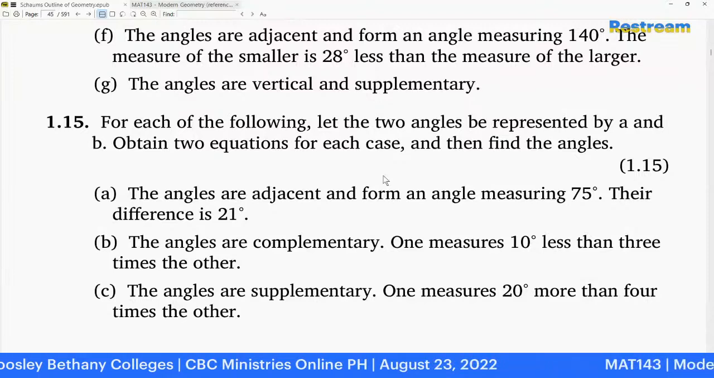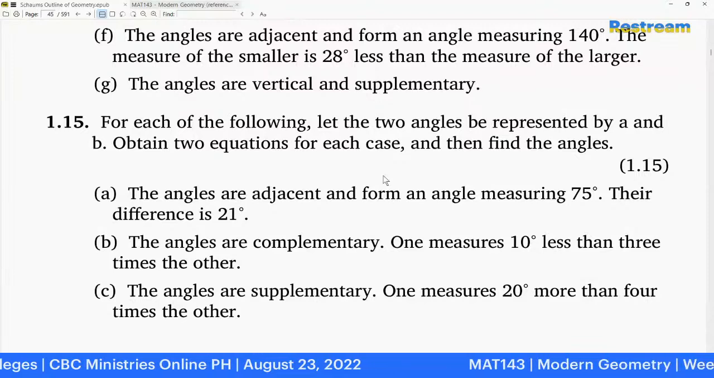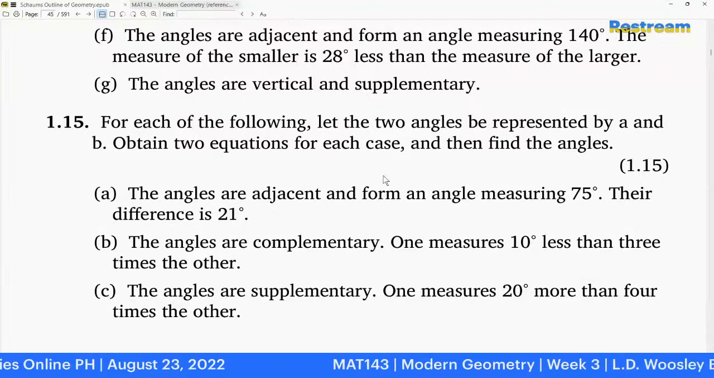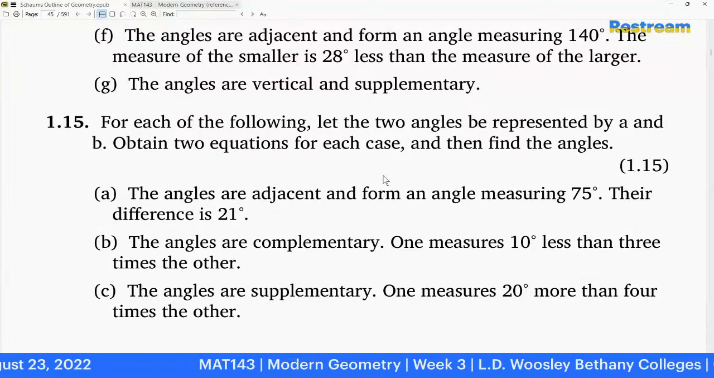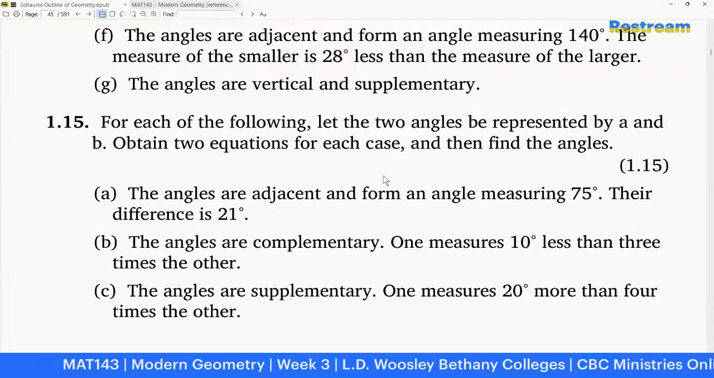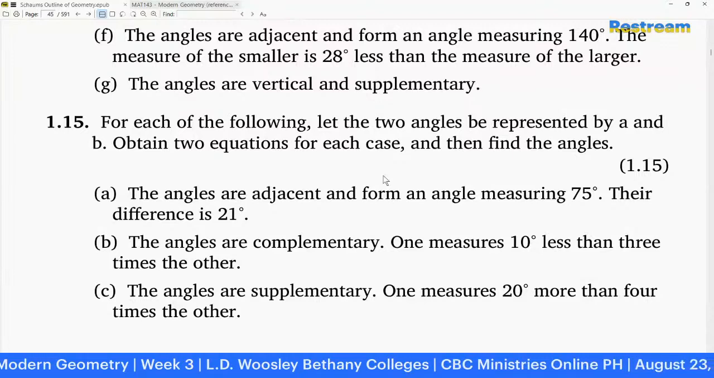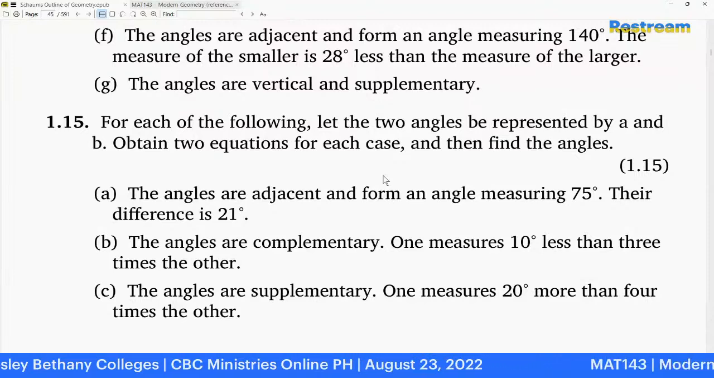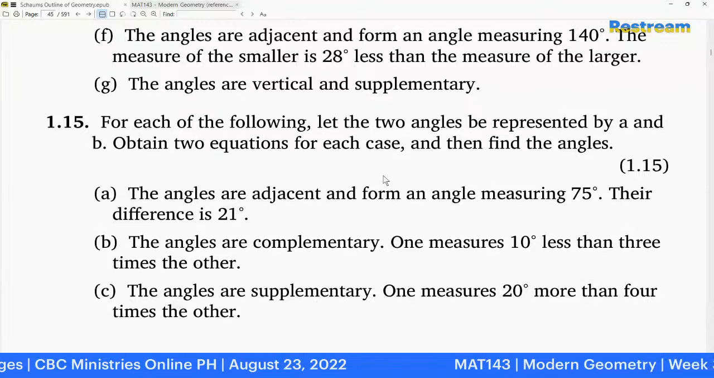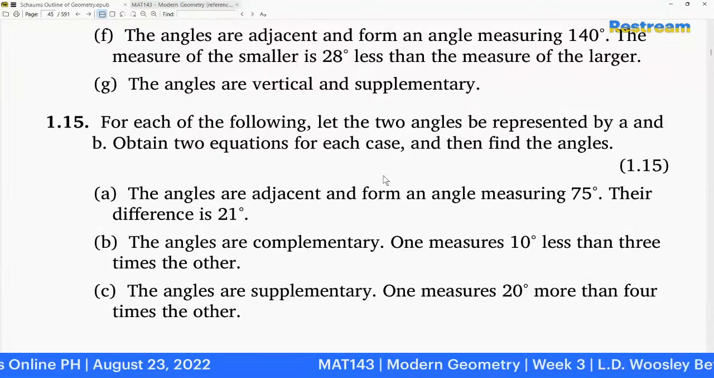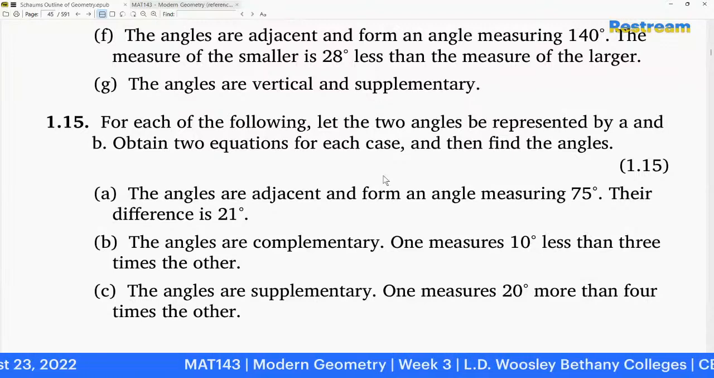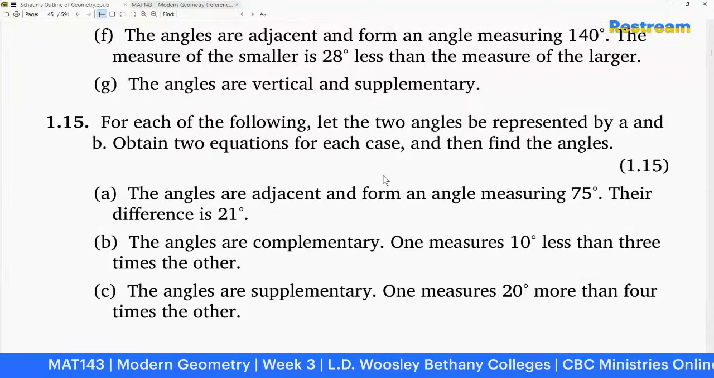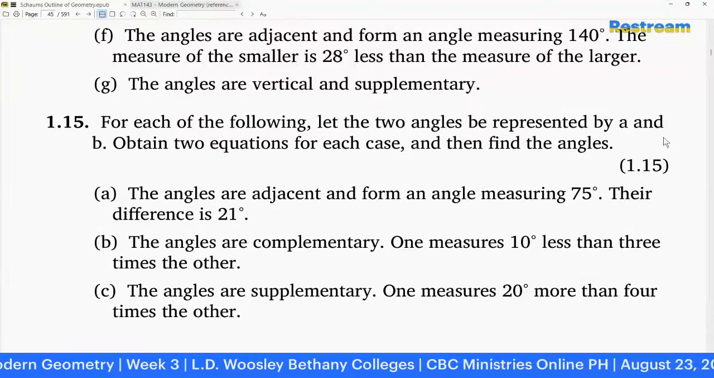Okay po. Yung two equations ko po, x plus y equals 75, x minus y equals 21. Yung answer ko po is 21 degrees and 54 degrees. What's the larger angle? 54 degrees po. So, A plus B, kasi ang instruction A and B.